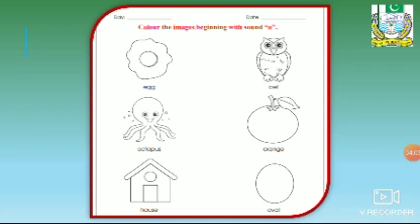The next picture is owl. O? Yes. Beginning sound is O, owl. So I'm going to color the picture of owl. Next picture is orange. Does orange begin with sound O? Yes. O, orange. So I will color the picture of orange. Last picture is oval. Beginning sound of oval is also O. So I'm going to color the picture of oval.